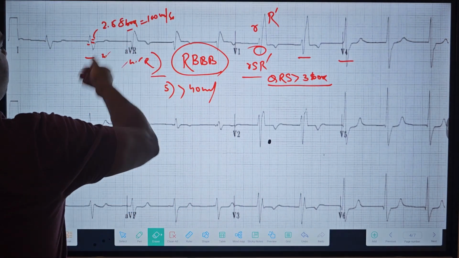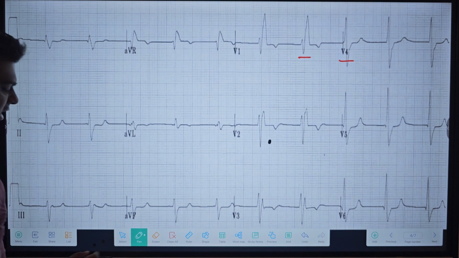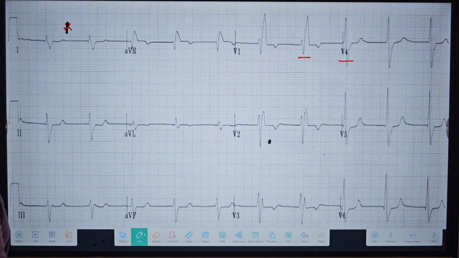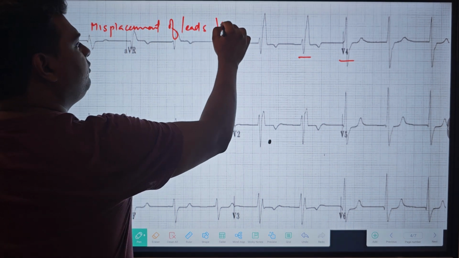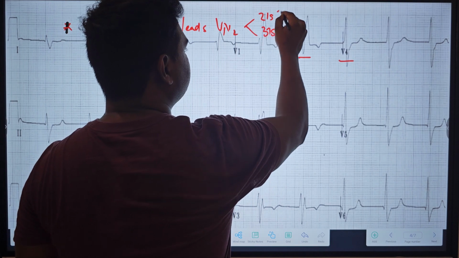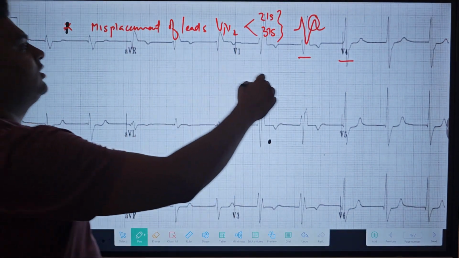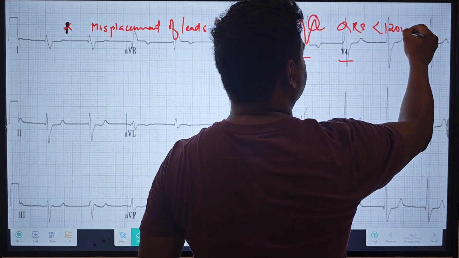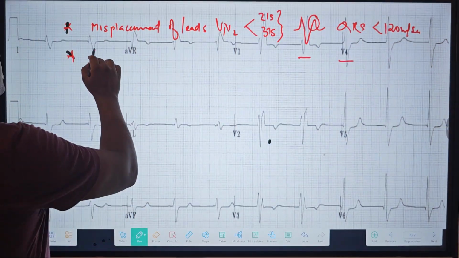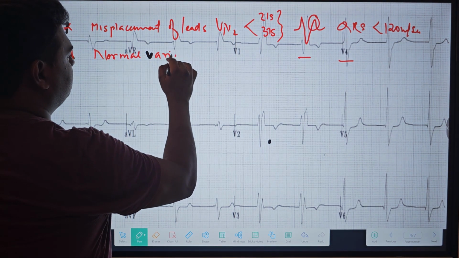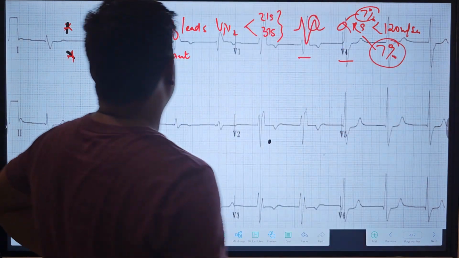If I ask you, what are the causes of right bundle branch block? The first cause is misplacement of leads. I have told you if V1 V2 are placed in the second or third intercostal space, they will measure the basal depolarization and you will get a secondary R wave. But here the QRS duration will be less than 120 milliseconds. Misplacement of leads is seen in 7% of cases. Second, it can be a normal variant.